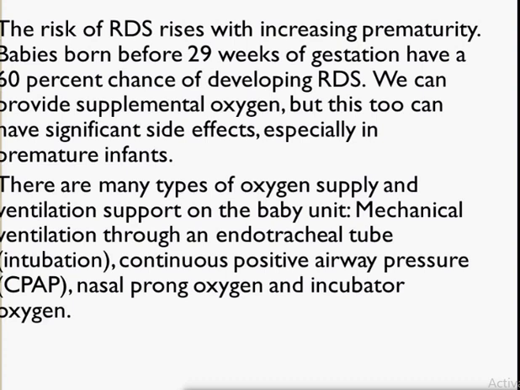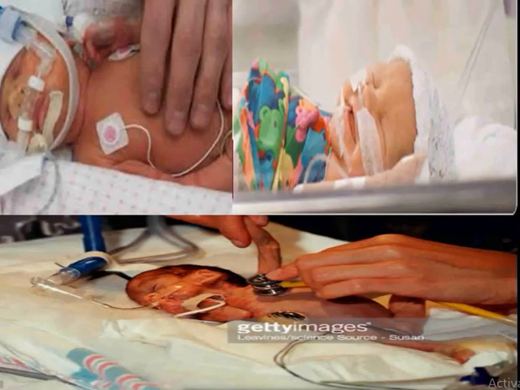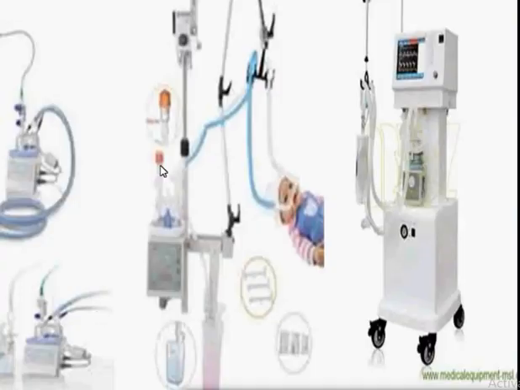Mechanical ventilation through an endotracheal tube, continuous positive airway pressure (CPAP), nasal prong oxygen, and incubator oxygen. Oxygen in the incubator. Of course, this is a type of oxygen supply. This is the nasal cannula supply. This is the prong of CPAP. And this is the endotracheal tube connected to the ventilator. This is the type of machines. This is mechanical ventilation. This is a different type of CPAP.